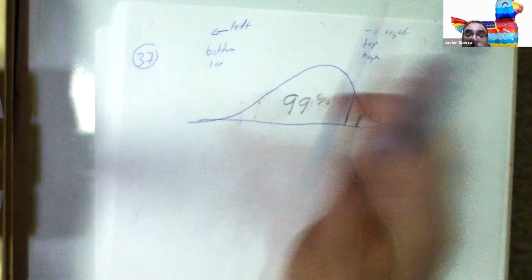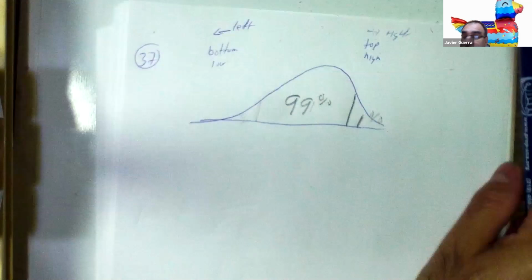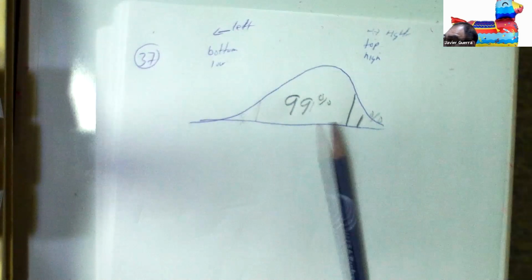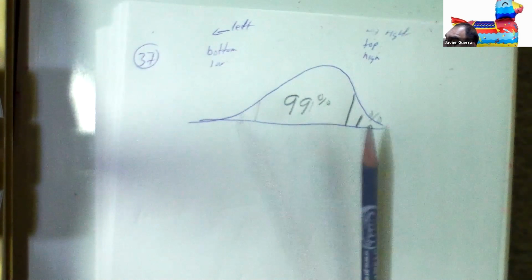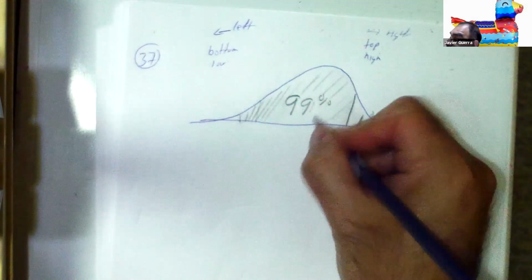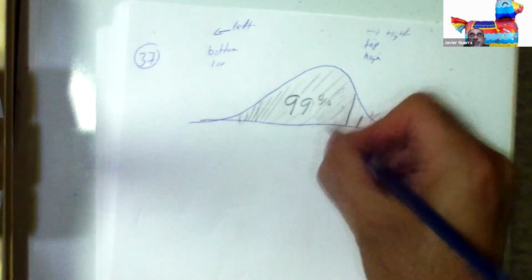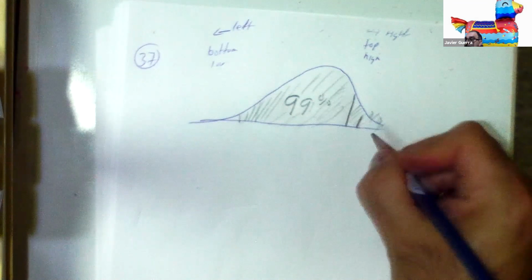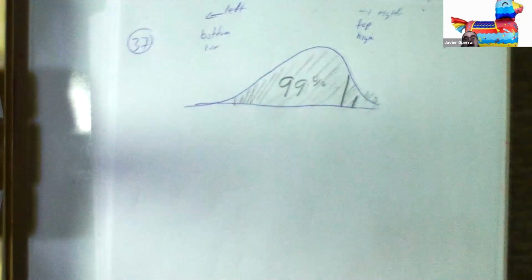And it has to be this one, right? Because this is 99, and this is 1. It's got to be like that. This is the bottom 99. This is the top 1%.